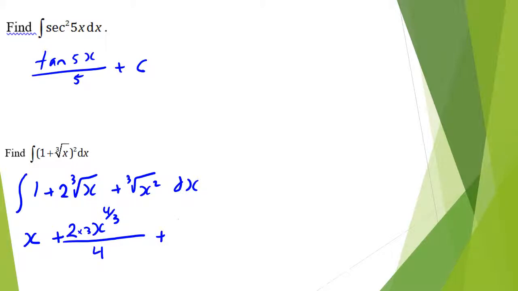Plus x to the power of 2 over 3 plus 1 becomes 5 over 3. Divide by 5 over 3, and you change it to multiplication, flip it, becomes 3 over 5, plus c, and you can simplify that.